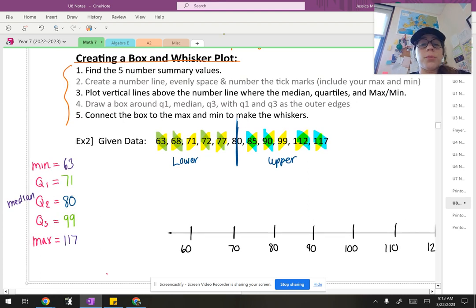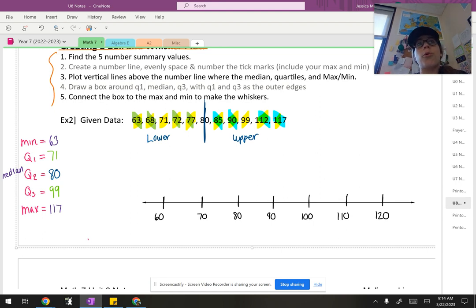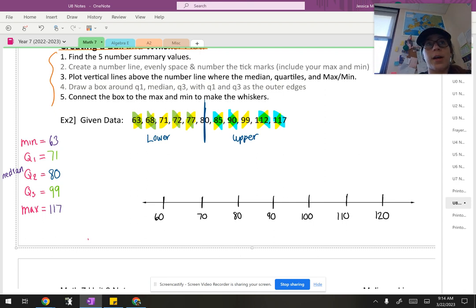Step 2, create a number line and evenly space and number the tick marks to include your max and min. So I already have mine set up. I drew the line for you guys, but you would have to figure out how many marks to put. I started with 60 because my minimum is 63 and that rounds down to 60. I went to 120 because my maximum is 117 and that rounds to 120. To go from 60 to 120 is kind of too much to go up by 1s, 2s, or 3s. 5s would be acceptable, but 10s just make it easy. It is important that your lines are equally spaced, so I'm trying as best as I did there.